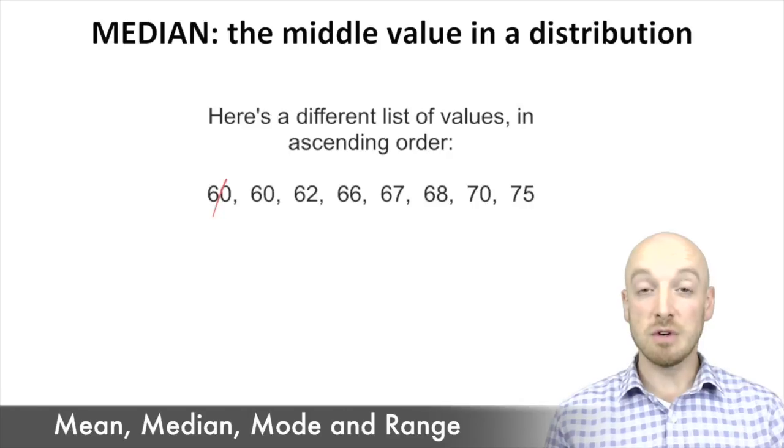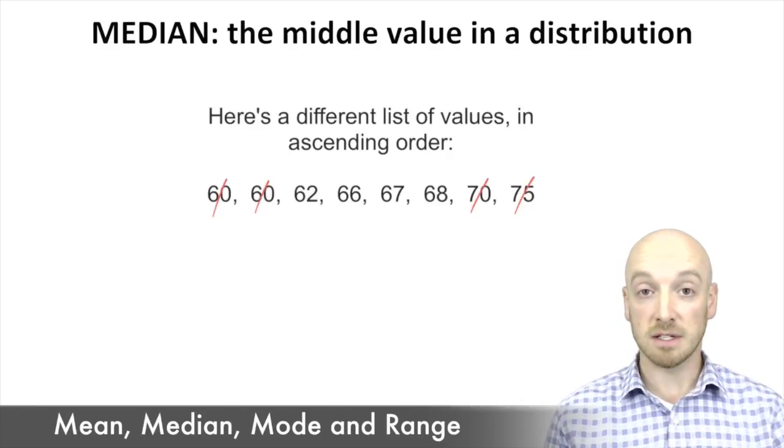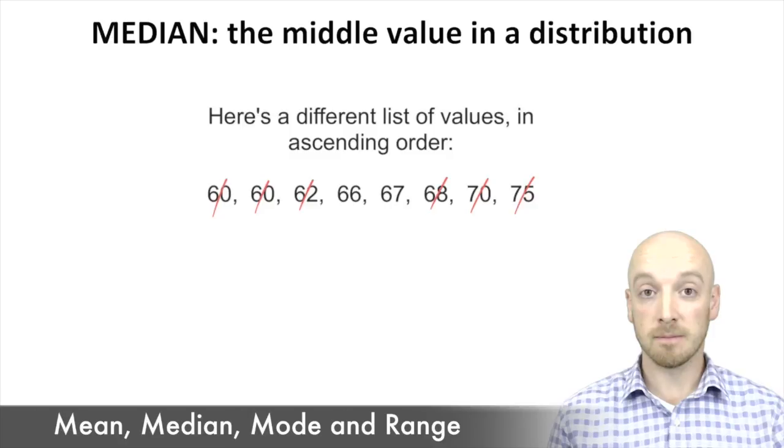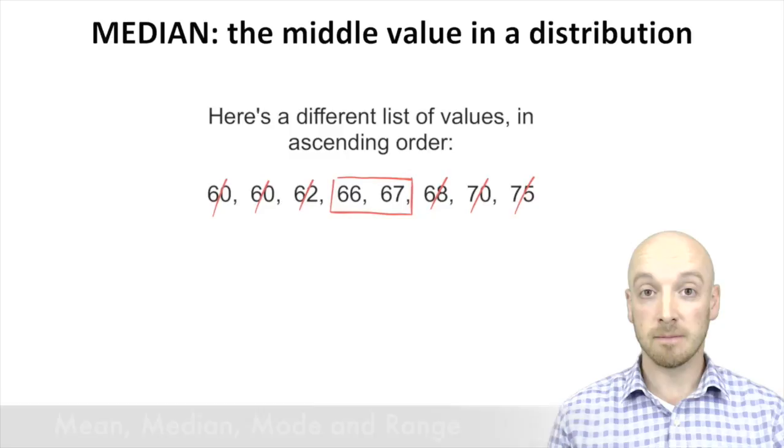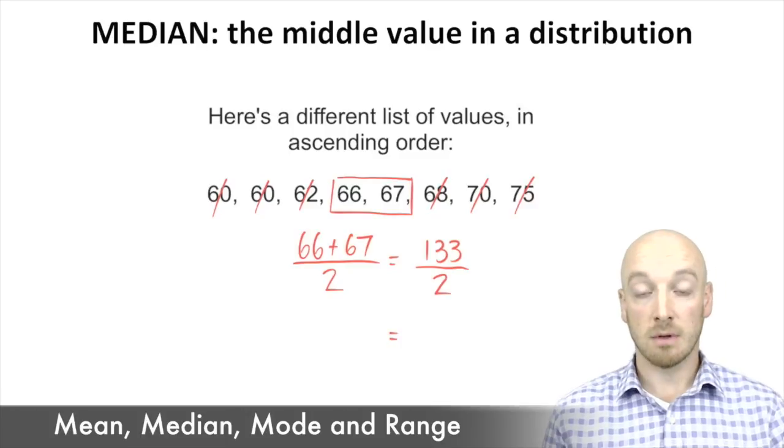Now, if we have two numbers left in the middle after crossing off from either end, like in this example, then all we have to do is add those two numbers together and divide by 2, or find the average of those two middle numbers. And that number that we just calculated is the median.